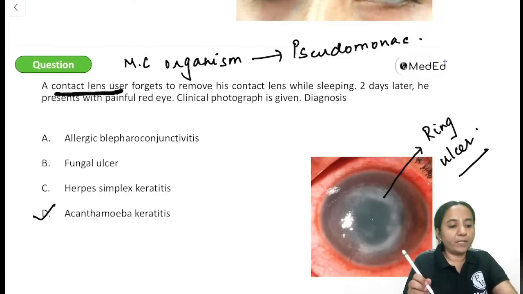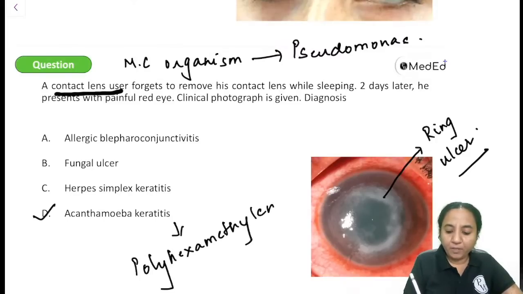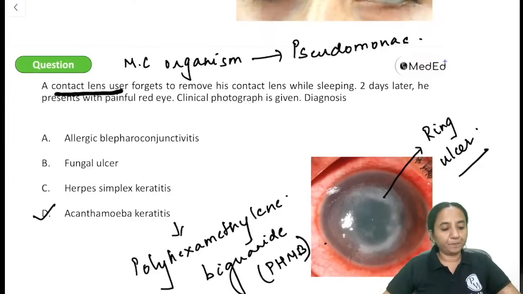Now, what is the drug of choice for acanthamoeba keratitis? The drug of choice for acanthamoeba keratitis is PHMB. PHMB stands for polyhexamethylene biguanide. So this is the drug of choice for acanthamoeba keratitis. PHMB eye drops. Right? Let's go to the next question.